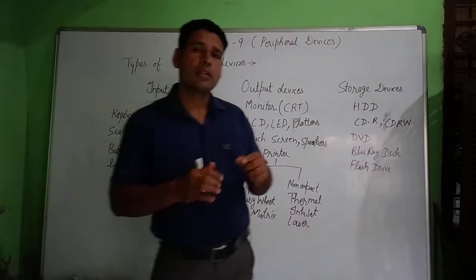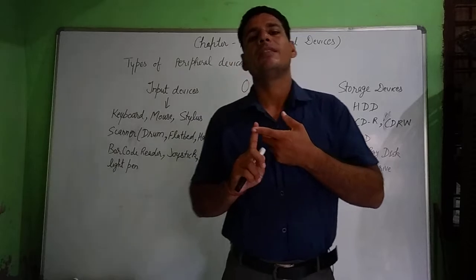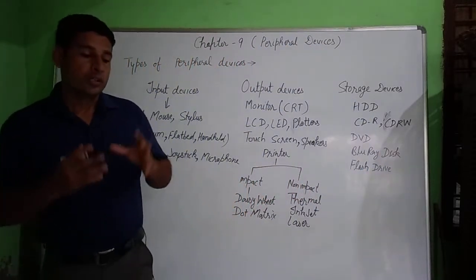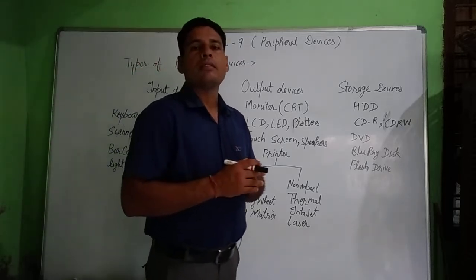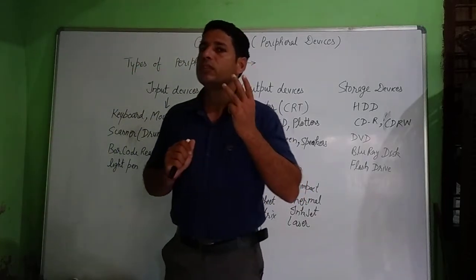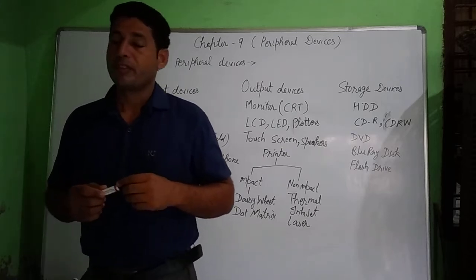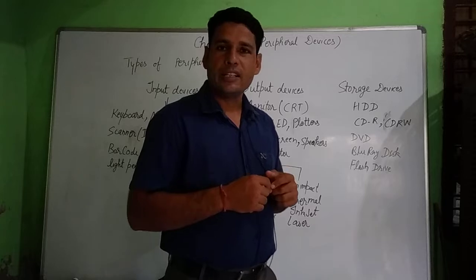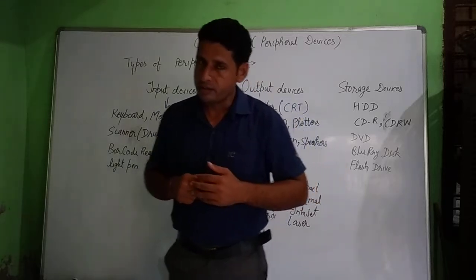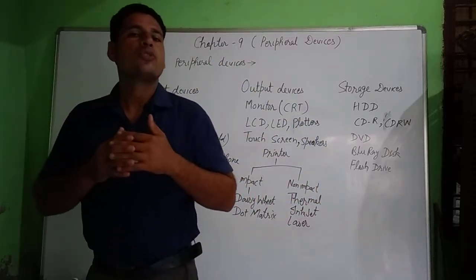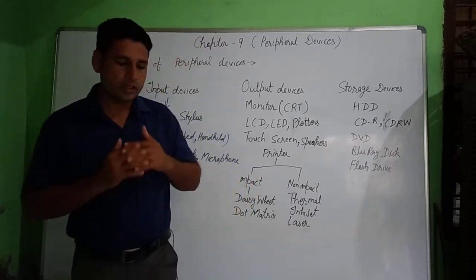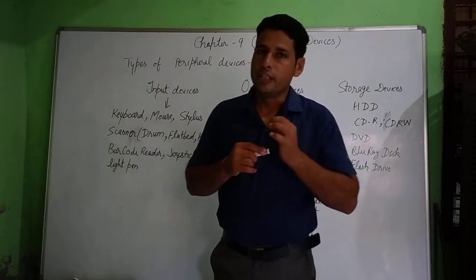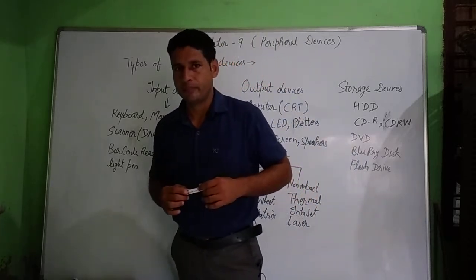So students, in this lesson we will discuss all those devices. The peripheral devices are categorized into three basic categories. First, input devices. Second, output devices. And third, storage devices. Now, firstly, we will discuss input devices.